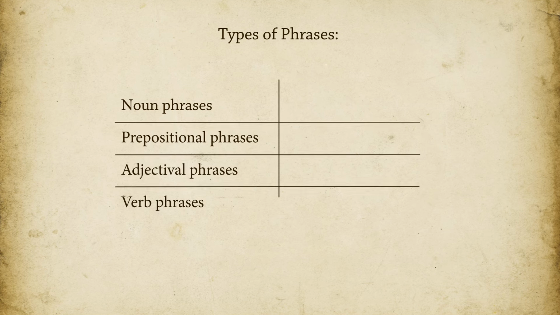Here are some examples. Blue water, noun phrase. In the closet, prepositional phrase. Quite messy, adjectival phrase. Am speaking, as in "I am speaking now," verb phrase.